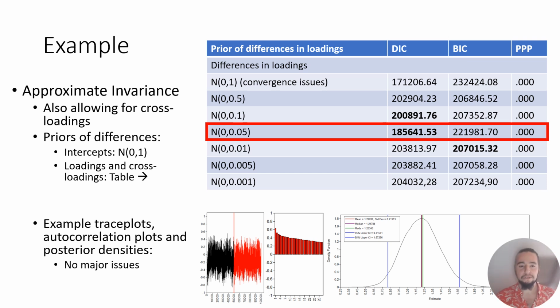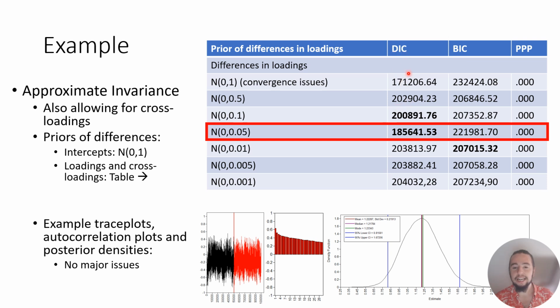If we try to make an approximate measurement invariance, we can allow for cross-loadings, and also we can model the differences in cross-loadings. This table sums up how we can do that with priors on differences in loadings. As you can see here, a prior of normal distribution with mean 0 and standard deviation 1 is the most non-informative one, and then 0.5, 0.1, 0.05, 0.01, 0.005, and 0.001.